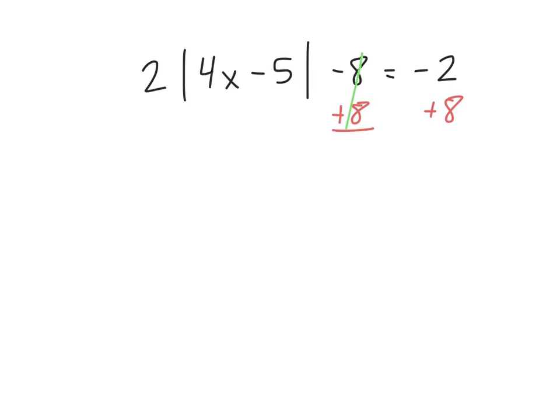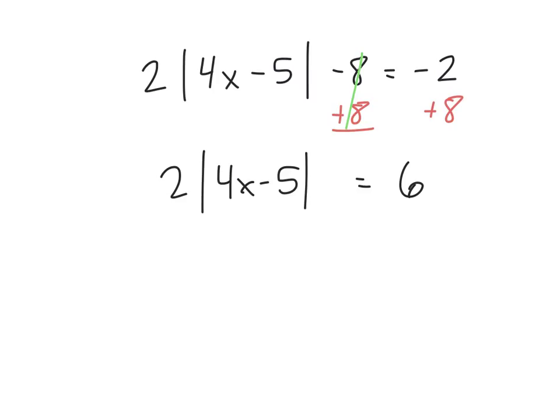Cross that out. I still have 2 times the absolute value of 4x minus 5, equals, and now this is positive 6. That's good news, but we're not out of the woods yet. We still have to deal with the 2.